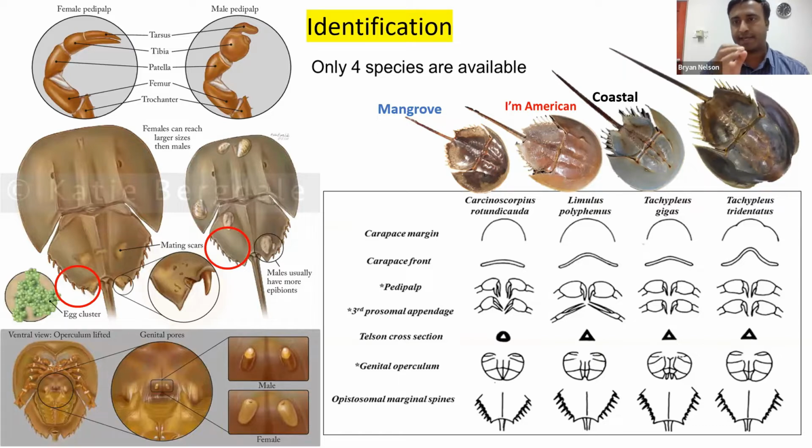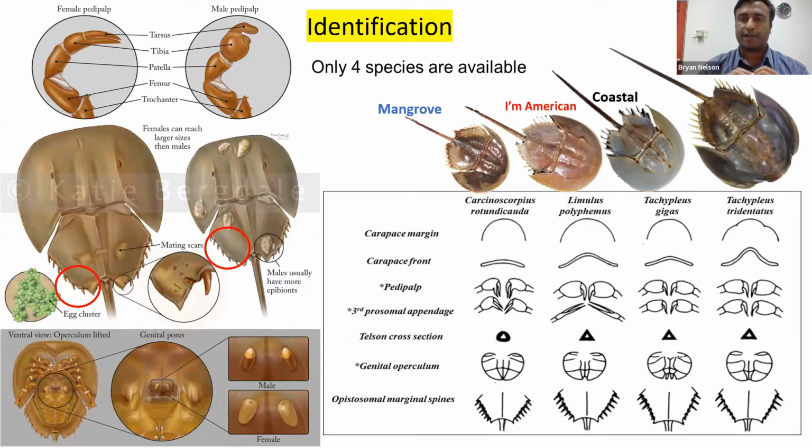Carcinoscorpius rotundicauda has the rounded tail. The others, like Limulus polyphemus, which is available in America, and it's the only American horseshoe crab. Okay, it's the only exclusive species. Asia has 3. It is divided into Carcinoscorpius and 2 types of Tachypleus. One is Gigas and one is Tridentatus.